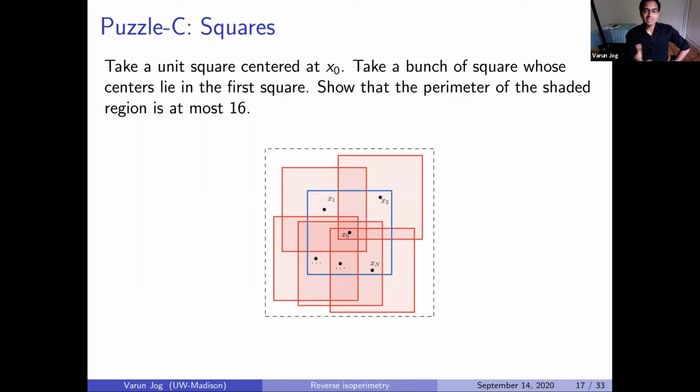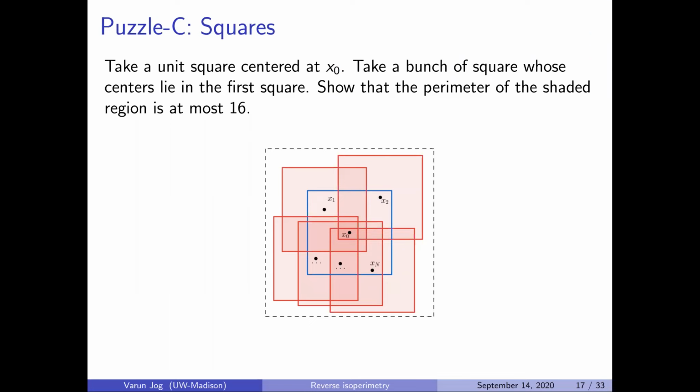Okay, so these are the two puzzles that I want to look at, and somehow these hold the key to the whole problem. Any questions about the setting of the puzzle? There's no requirement here that the shaded region is connected, right? Yeah, there's no requirement here.